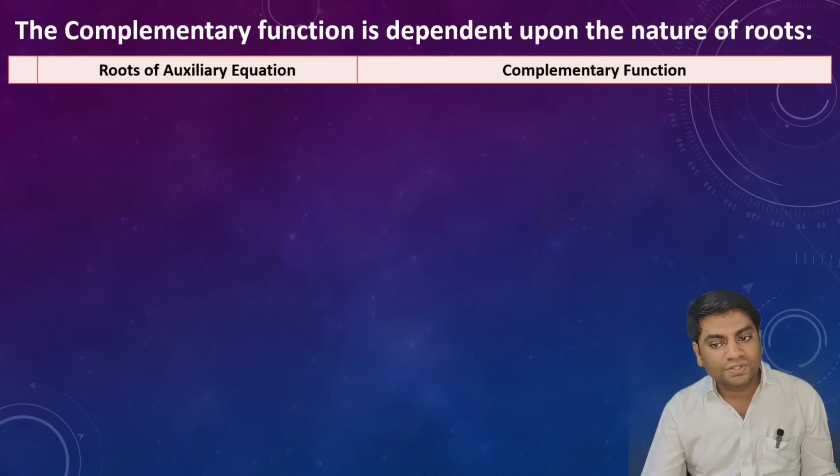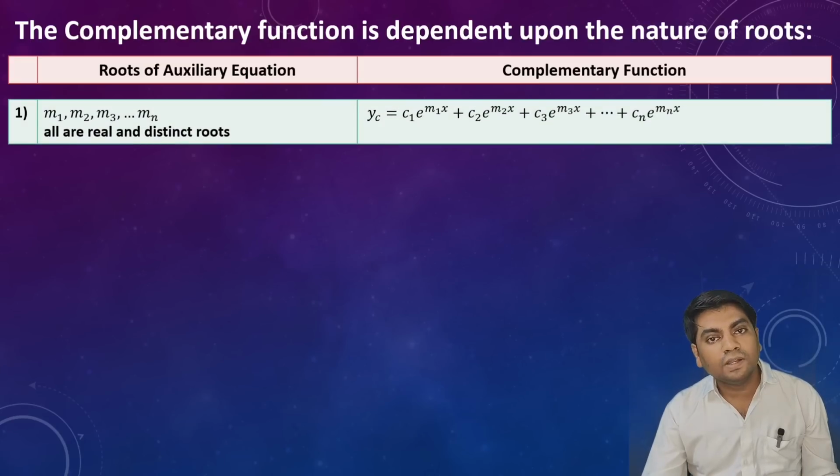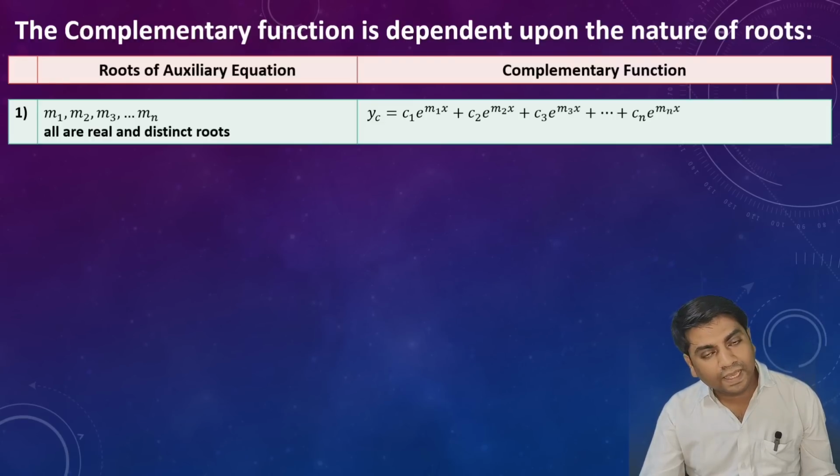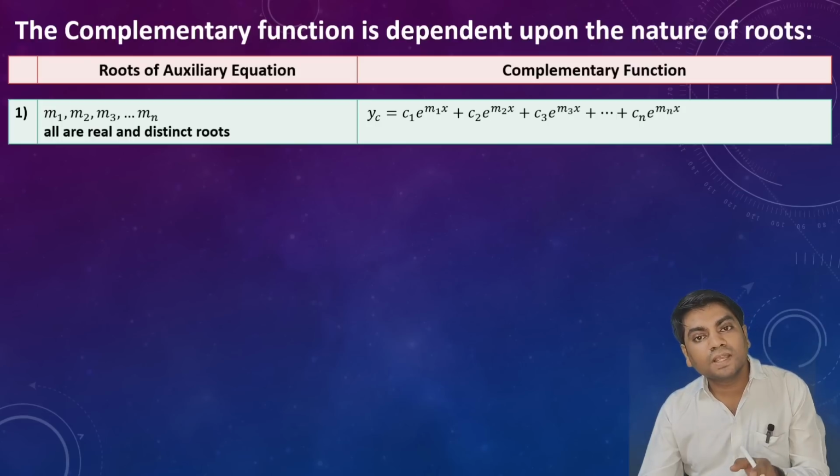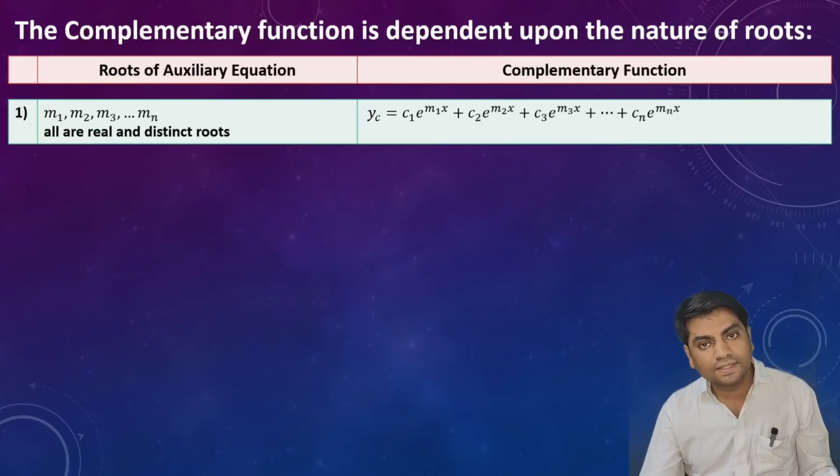So first one, if we have the roots m1, m2, m3, m4 up to mn and all are real and distinct, then the complementary function is given by yc = c1 e^(m1x) + c2 e^(m2x) + c3 e^(m3x) + ... + cn e^(mnx). ओके, मतलब अगर हमारे पास 10 रूट्स हैं और सारे रूट्स डिस्टिंक्ट, डिफरेंट हैं, तो हम इसका कॉम्प्लीमेंट्री फंक्शन लिखेंगे c1 e^(first root x) + c2 e^(second root x) + c3 e^(third root x) and so on. टोटल ऐसे 10 टर्म्स बनेंगे.